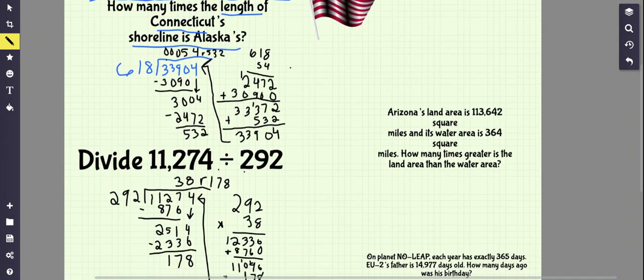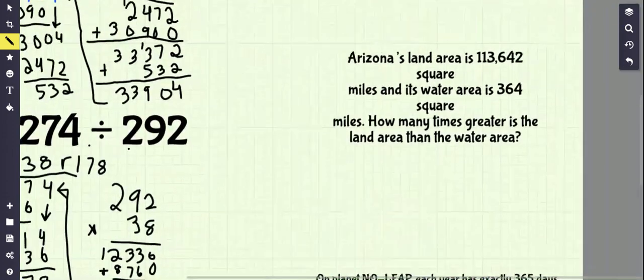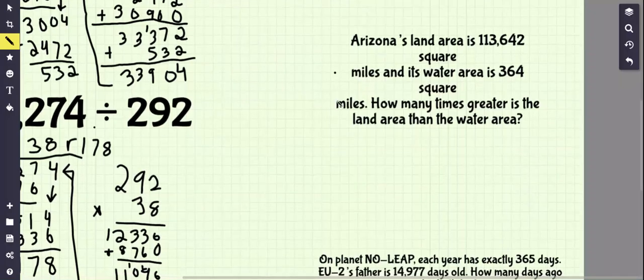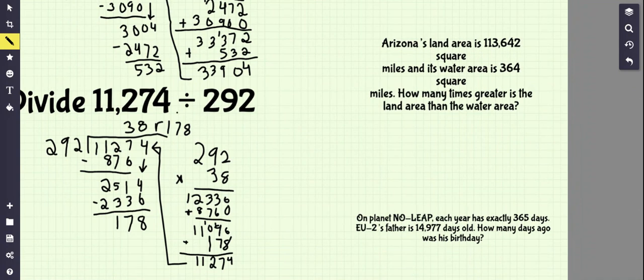A longer lesson, but you've got these two word problems over here. I'm not going to read them, but you can find them here. I'll give you some time. Pause the video if you need to.